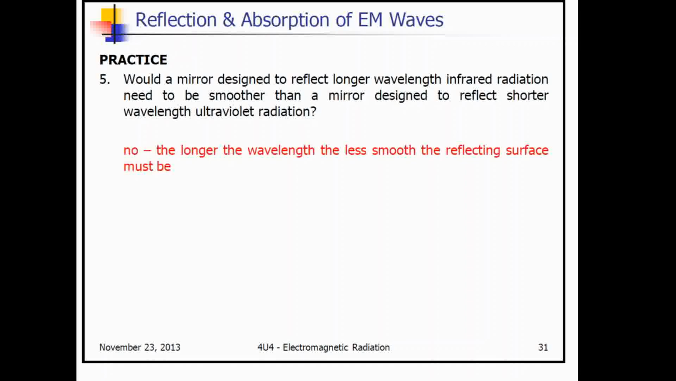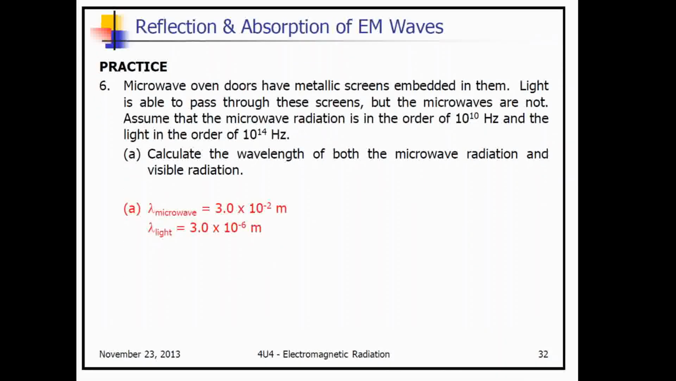Oh wait, no, sorry, I'm reading the question wrong. Let me read this again. It says, would a mirror designed to reflect longer wavelength infrared radiation need to be smoother? It would not need to be smoother. It could be less smooth than the mirror that's designed to reflect ultraviolet radiation, because the mirror designed to reflect ultraviolet radiation would have to be very smooth relative to the longer wavelength mirror.